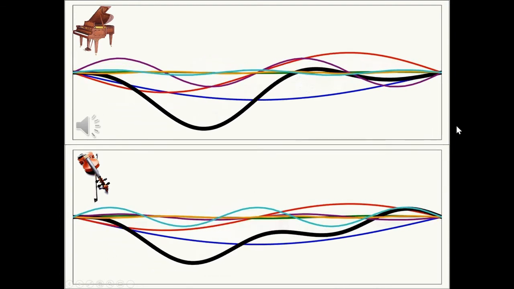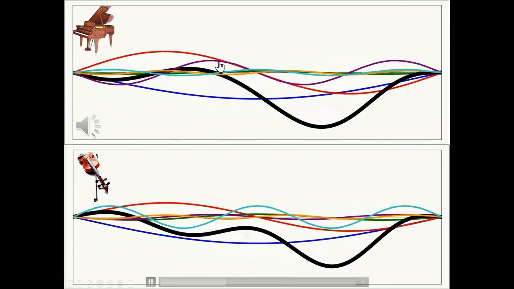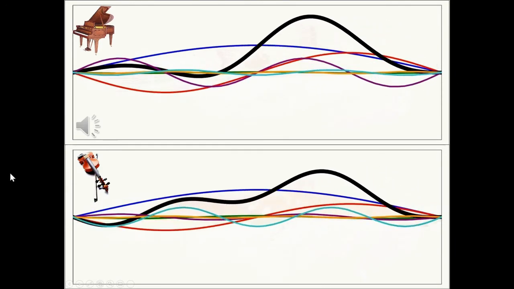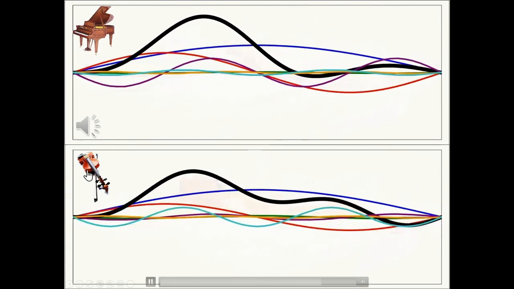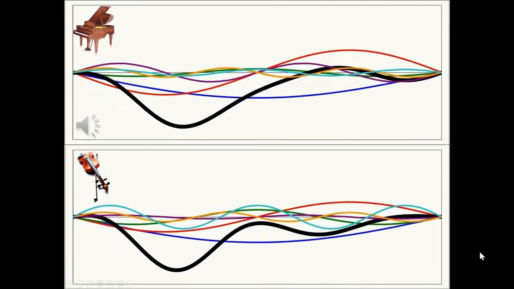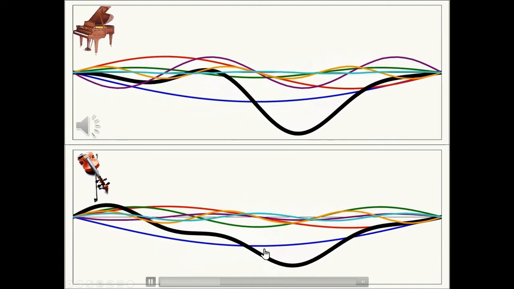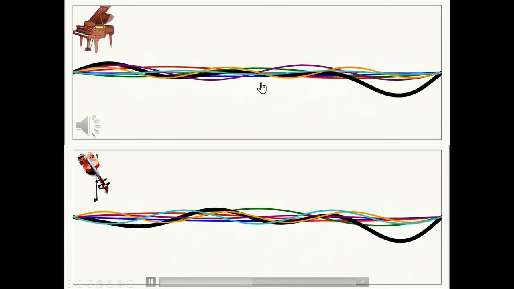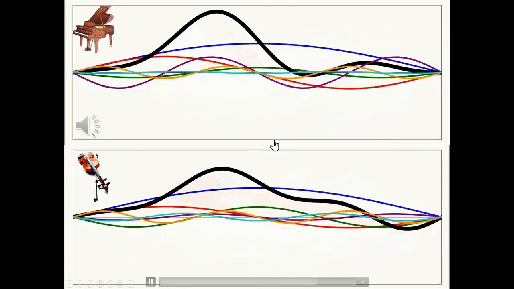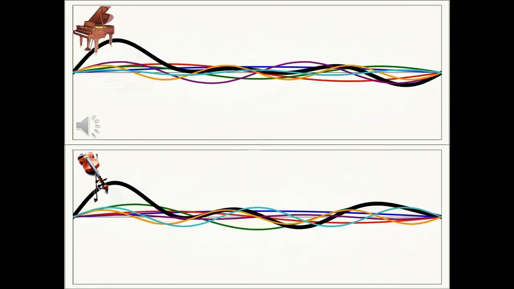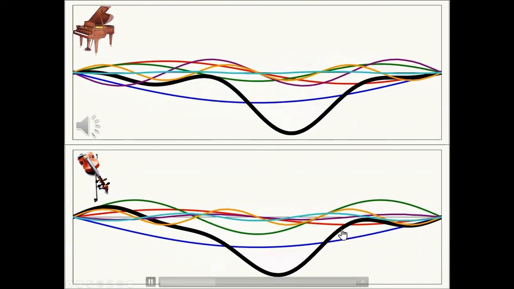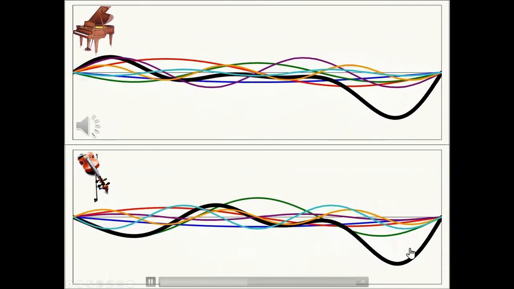They're going to be moving like this. So this is how a string of a piano might wiggle as it's plucked or hammered. And this is how this string of a violin might move. Subtle differences. The blue one here and the blue one here are vibrating at the same frequency, but the loudness or the amplitudes of the other harmonics make it wiggle just a little different. And all those waves are present at one time.